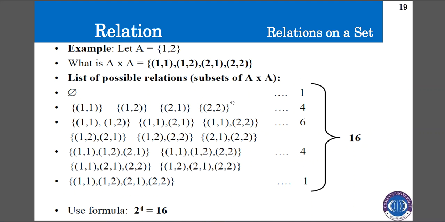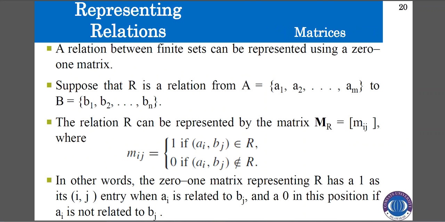And another example: let set A consist of 2 elements. The number of elements of A cross A will be 4. The list of possible relations, that is subsets of A cross A, will be 2 to the power 4, that is 16.